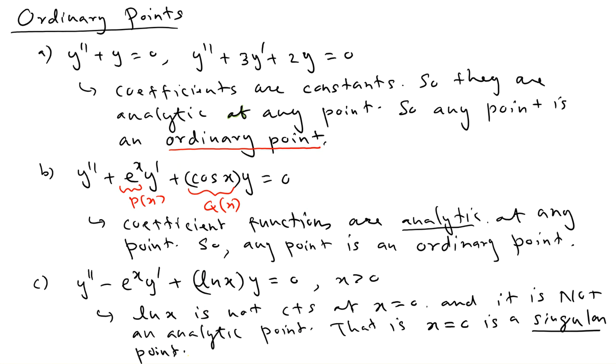Any other positive x is an ordinary point. Good. So those are the ordinary points.